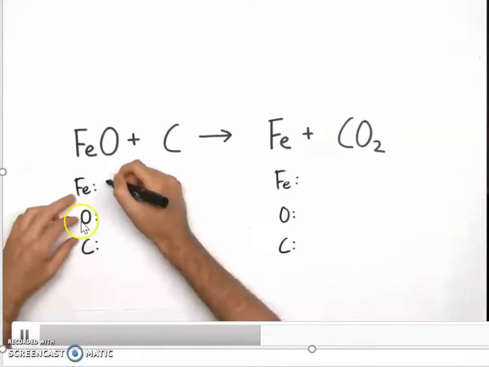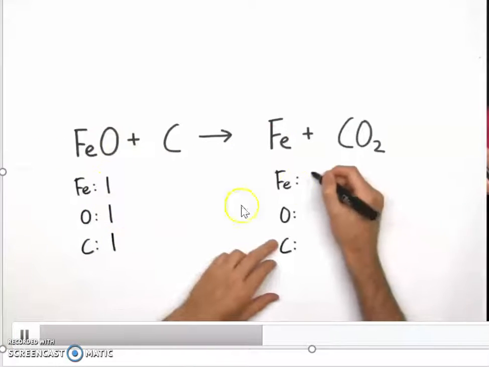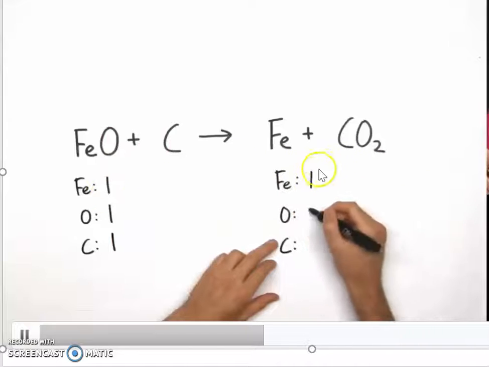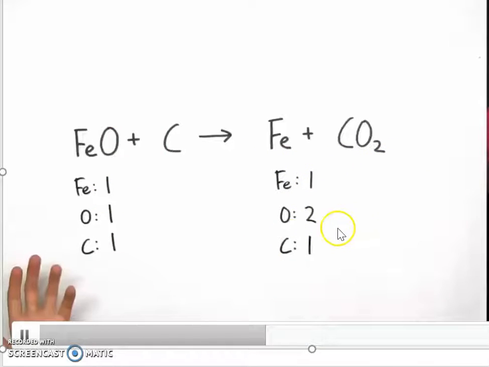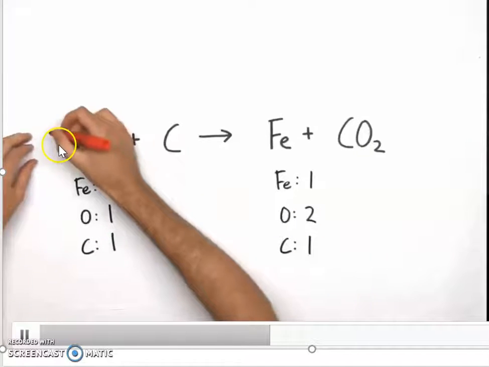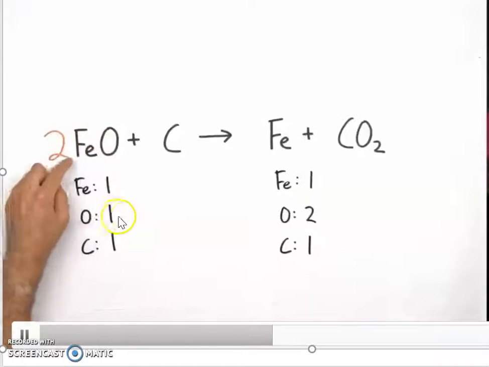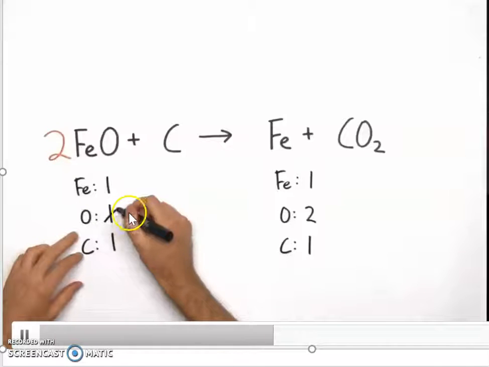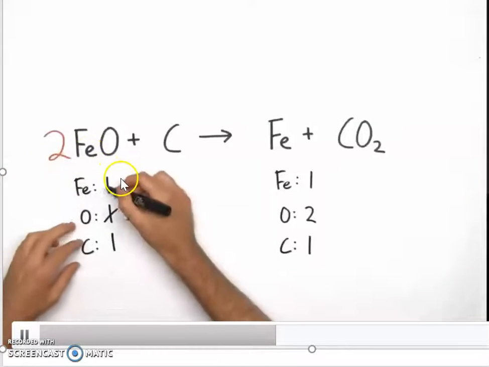Again, enumerate the elements involved. Okay, iron is 1, oxygen is 1, carbon is 1 in the reactant side. In the product side, 1 iron, 2 oxygen, 1 carbon. So, as you can see, oxygen is not balanced. Okay? So, what are we going to do? Let's just put 2 here. So, it will make oxygen now 2 in the reactant side. But this time, iron will also become 2.